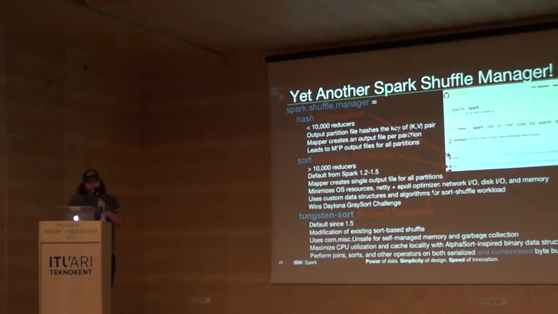They made some changes. I showed those two black things earlier. The one on the left was hashed, and the one on the right was sort, which uses TimSort on the mapper side. They actually took that second one and modified it for Tungsten, which essentially means they're using Sun's misc Unsafe and using byte arrays beneath the covers.